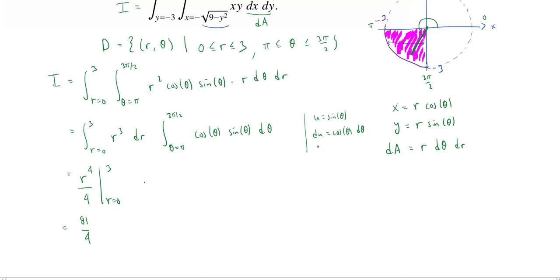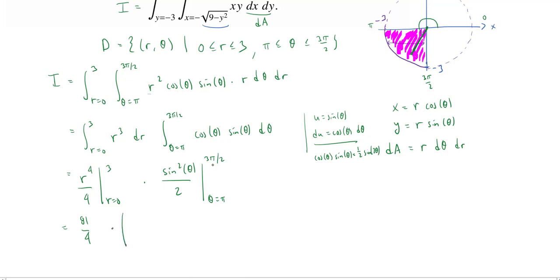Alternatively, you could use the identity that cosine of theta sine of theta is 1/2 sine of 2 theta. And so then you'll end up integrating sine of 2 theta, which is actually pretty easy to do. Okay. Either way, we're going to end up over here with something. I'm going to use the first method. Why not? So we end up with sine squared over 2 evaluated between pi and 3 pi over 2.